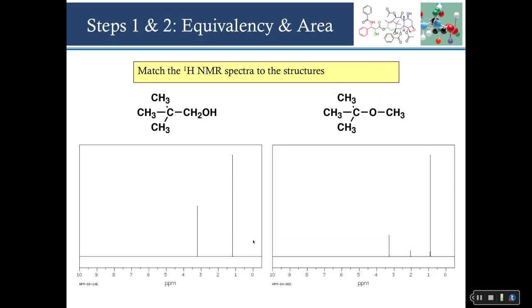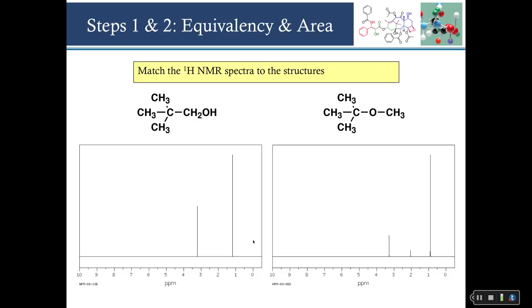All right, so here are two examples. We've got an alcohol on the left and we've got an ether on the right. So we've got neopentyl alcohol on the left and methyl tert-butyl ether, MTBE, on the right. It used to be a fuel additive until we found out it sticks around in our water system. Well, which spectrum goes with which?